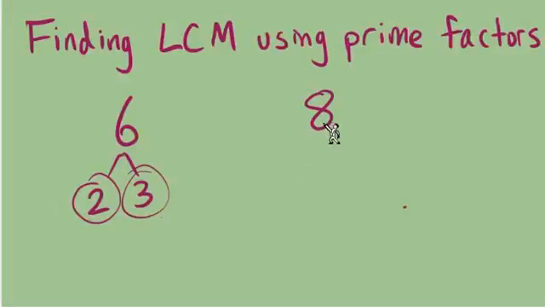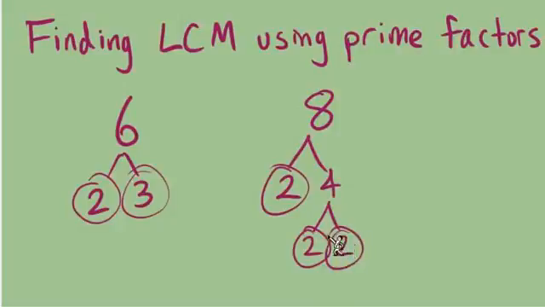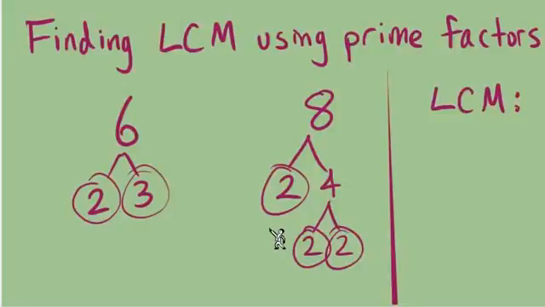Okay, let's move over to this 8, and we'll do a factor tree. I'll come up with 2 times 4, and 2 is a prime. 4, we can break that down further into 2 times 2, and those we've already decided are primes. So the prime factors of 6 are 2 and 3. The prime factors of 8 are 2 and 2 and 2, 3 2's. Now that we have the prime factors, we're going to build our LCM.